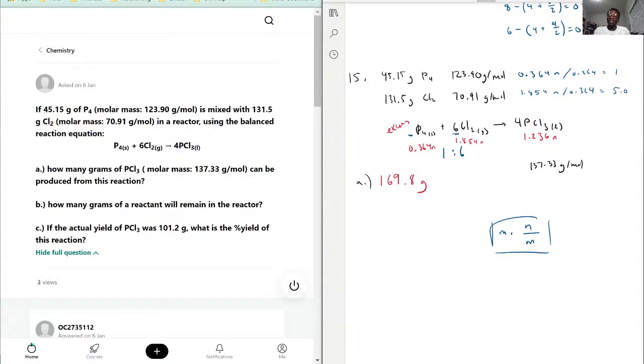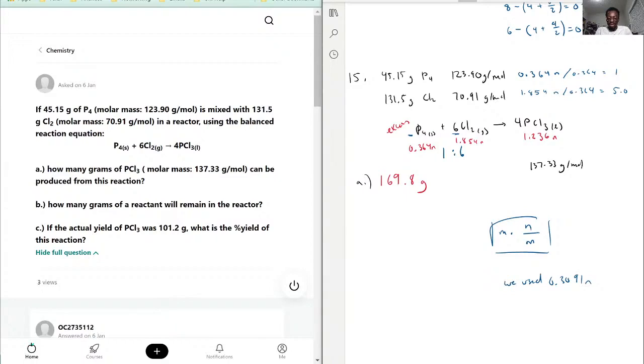I'm going to do the same thing where we divide by 6 and we multiply it by P4's coefficient. But as you can see there, it's a 1. So we're really just dividing by 6 to see how much was used. So according to this, when we divide by 6, we used 0.3091 moles. So conveniently, it's less than the 0.364 as we predicted.